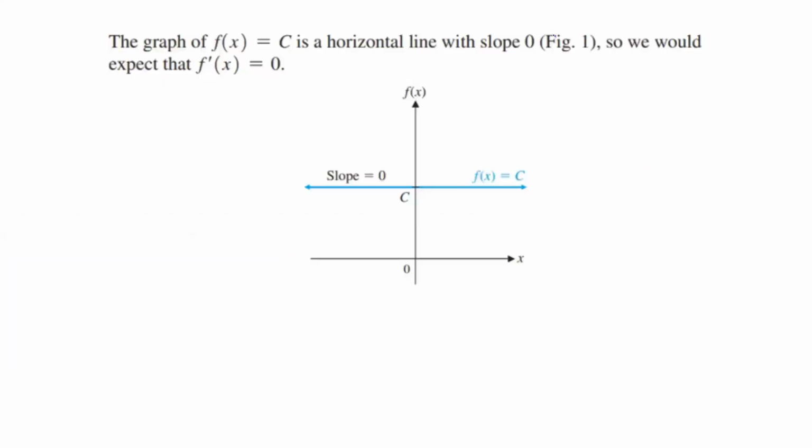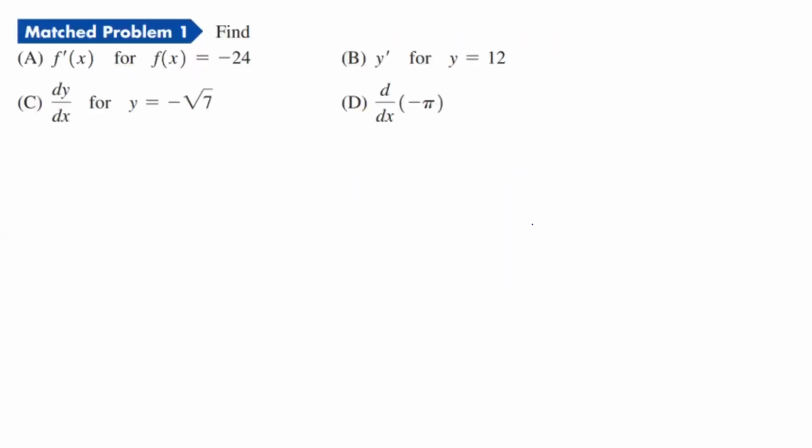Now the graph of f of x is equal to c is a horizontal line with slope zero, as we can see here in this figure. So we would expect that the derivative is going to be equal to zero, okay? And so if you're taking the derivative of this, that's also going to be a horizontal line, which is going to have a slope of zero. So that's the reasoning behind this.